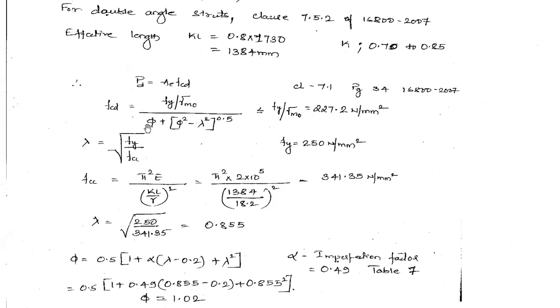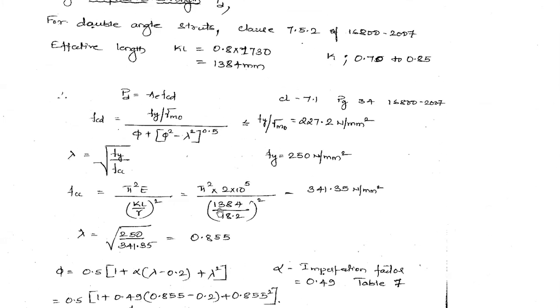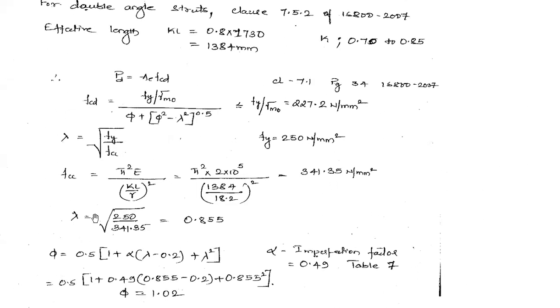So lambda is the root of Fy by FCC. FCC is the elastic buckling stress, it is over here. We substitute the values of KL and R minimum that we obtained in this equation, and we have the FCC value as 341.35 Newton per mm square. So lambda is the root of 250 by 341.35, and lambda comes out to be 0.855. For us lambda is 0.855.